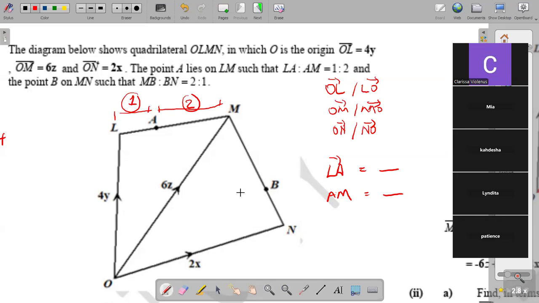So that means LA is a third of the whole line. And what's the whole line? LM. Similarly, AM would be what fraction, guys? AM would be what fraction? 2/3 of LM. Because if you remember, a third plus 2/3 gives you 3/3, and 3/3 is a whole.